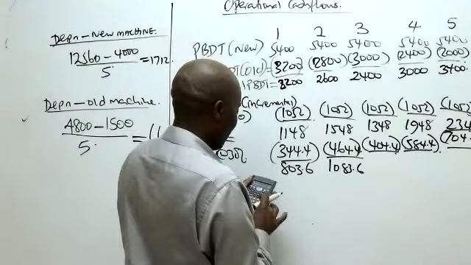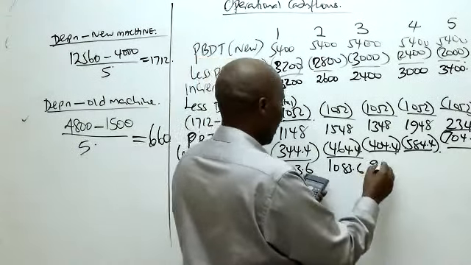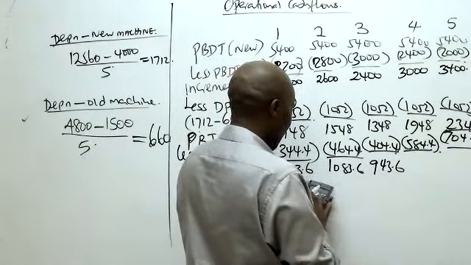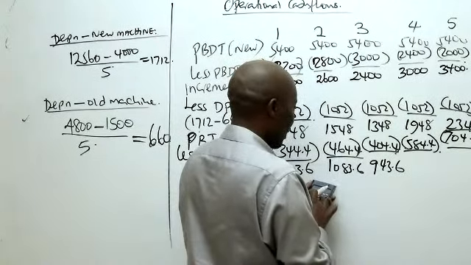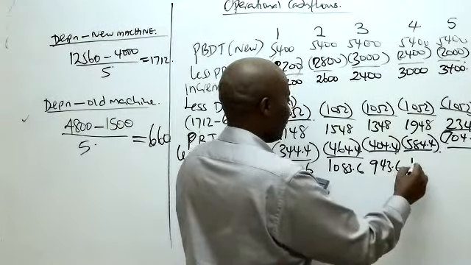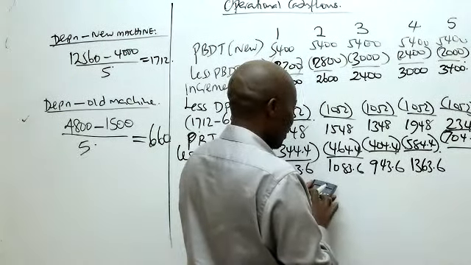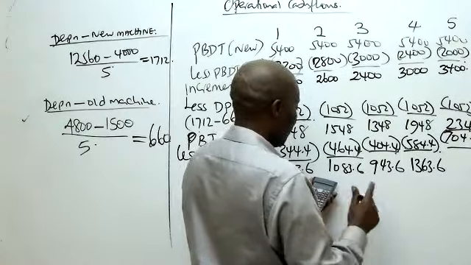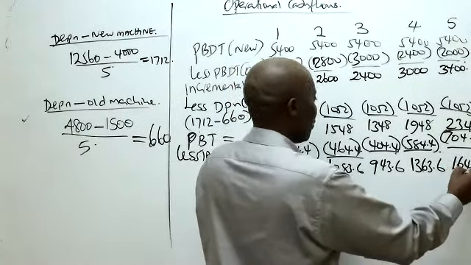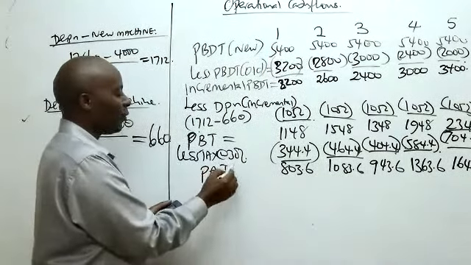1348 minus 404.4, which will give me 943.6. Then we have 1948 minus 584.4, which will give me 1363.6. 2348 minus 704.4, which will give me 1643.6. So this represents to us the profits after what year?